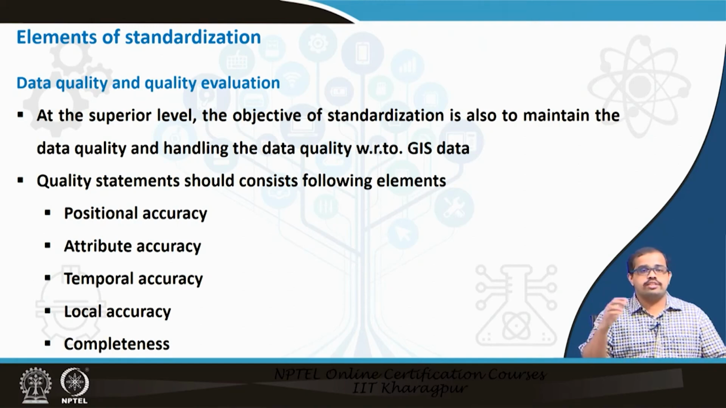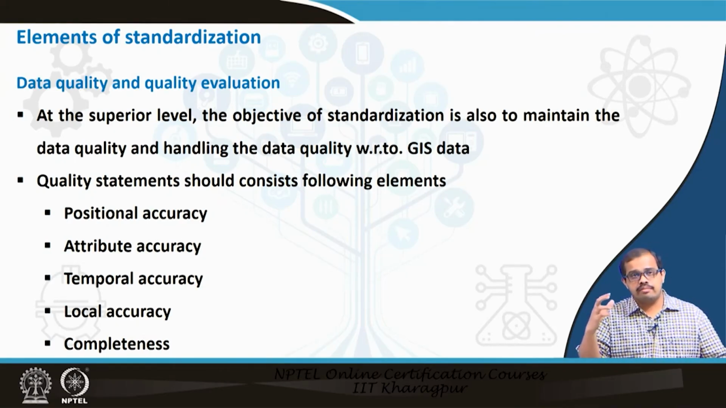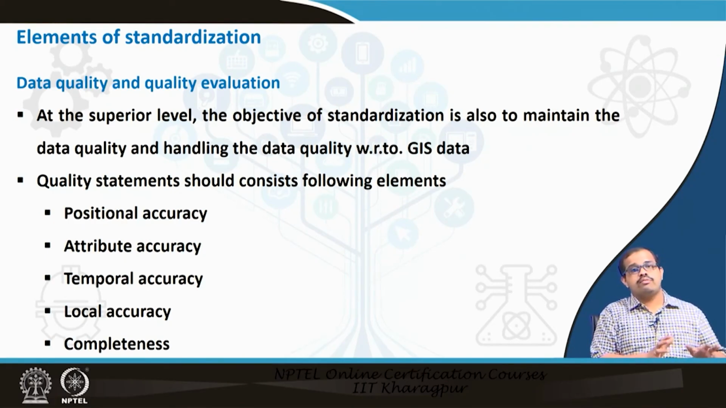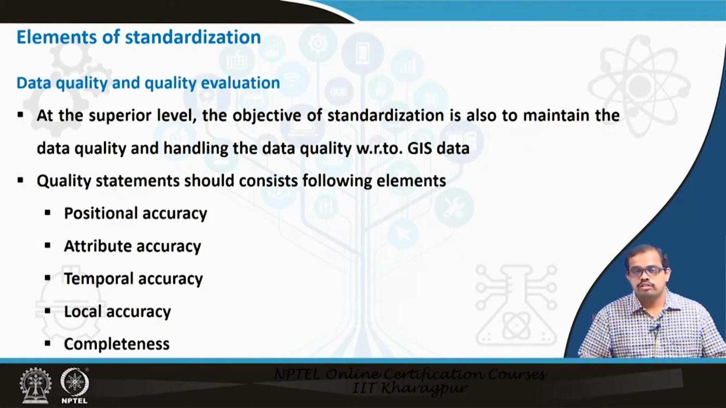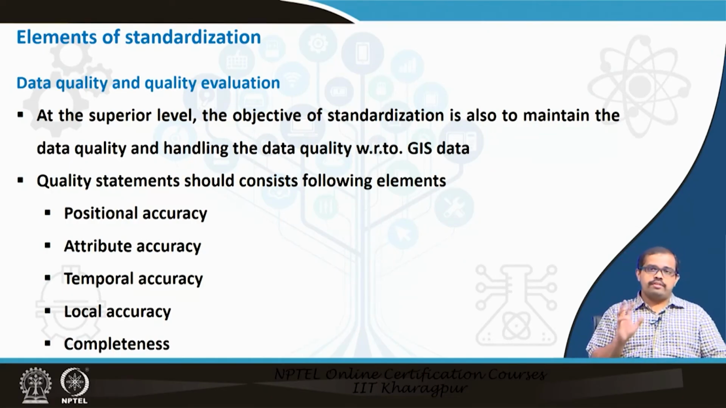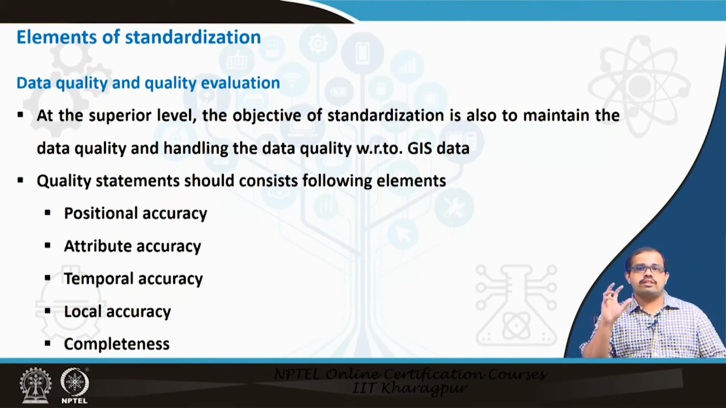Then when you are looking at data quality and quality evaluation, at a very superior level, the objective of standardization is to maintain the data quality and handle the data quality with respect to any of the GIS data. So quality statements should consist of the following elements. One is, what is its positional accuracy? What is its attribute accuracy? Nowadays what we see in many of the data is the positional accuracy is okay, but when you are looking at attribute accuracy, that is the concern.